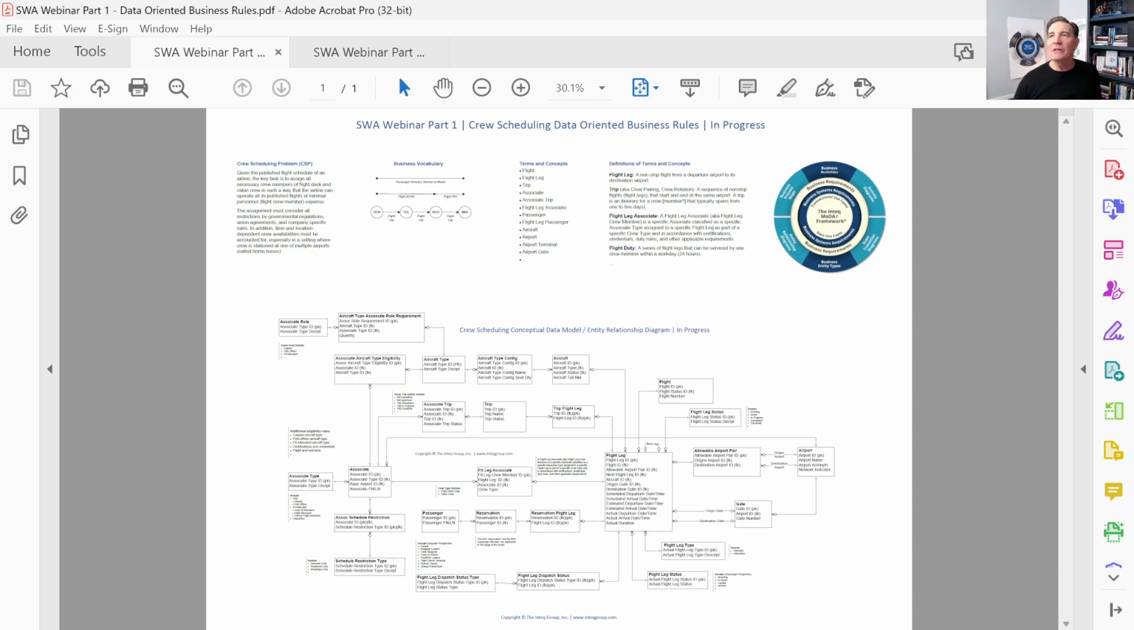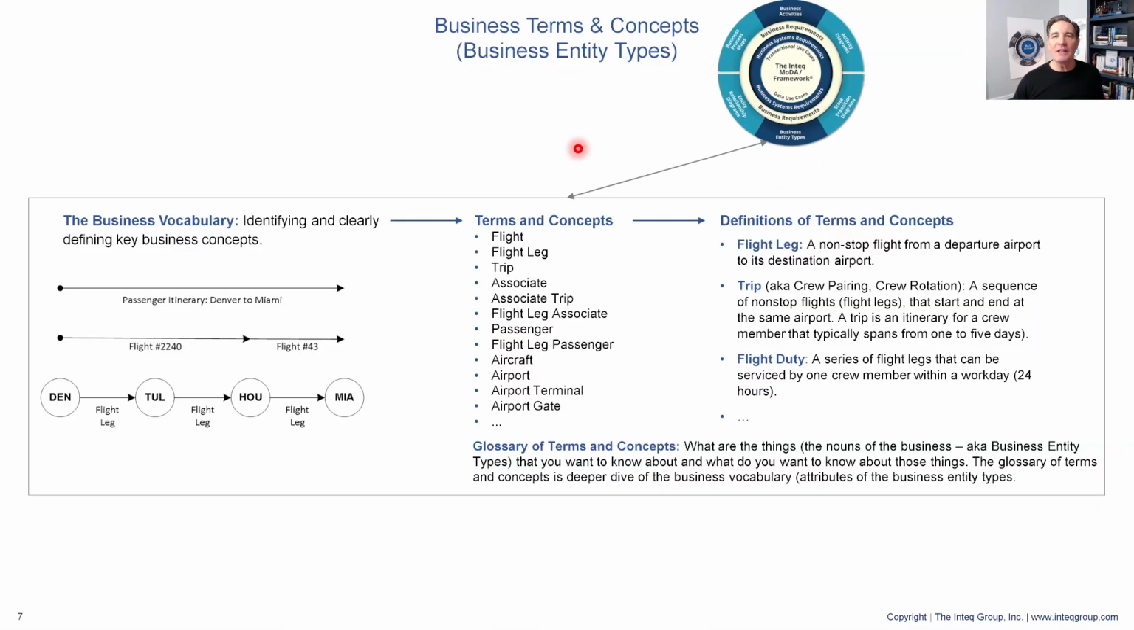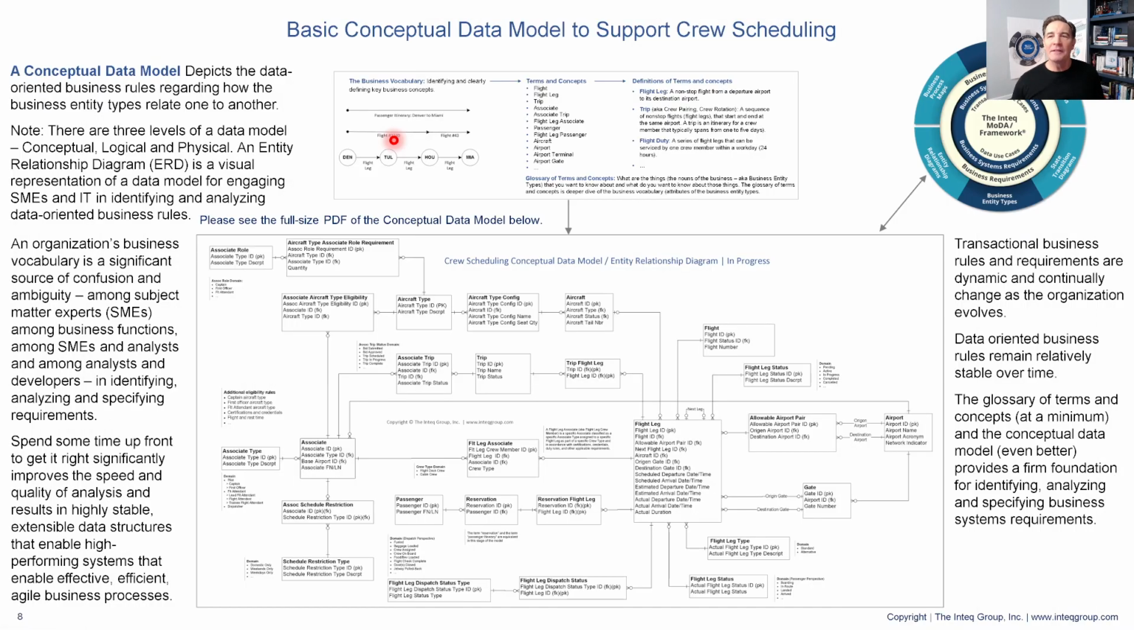Okay, let's go back to the presentation here. All right, so that's what we talked about here. It's a busy slide, but these are the things we talked about on the PDF that you'll get. This thing called a conceptual data model takes us to the next level. It's really asking, for all of these terms and concepts, what do I want to know about them? Those are the attributes, things like trip name, trip status. And how do they relate one to another?